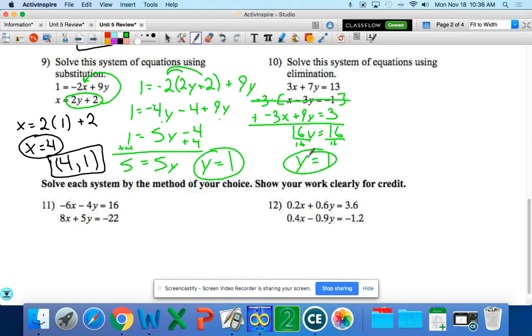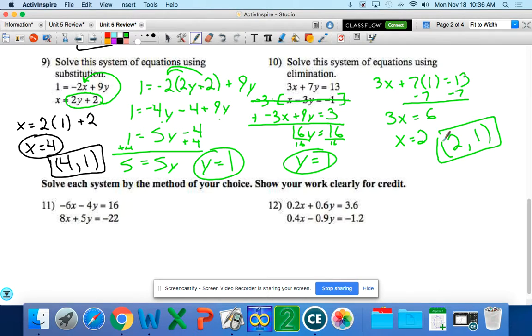I would really like to use the bottom equation. I think it was easier, but I drew a line through it already, and so that's enough reason for me to just not use it. Because I know I can use any of these equations, and I'll get the right answer. So I'll use the top one, 3x plus 7 times y. Well, y is just 1, equals 13. 7 times 1 is just 7, and I'm going to subtract that from both sides. I get that 3x equals 6, and thus x equals 2 for a final answer of 2, 1.